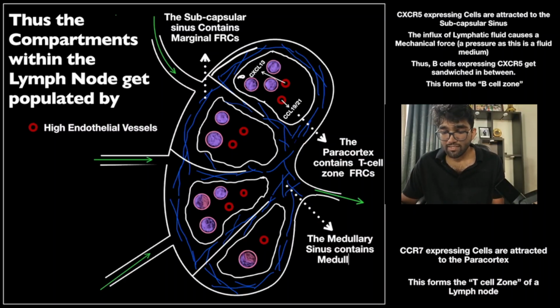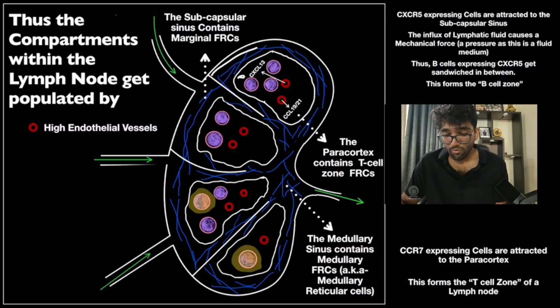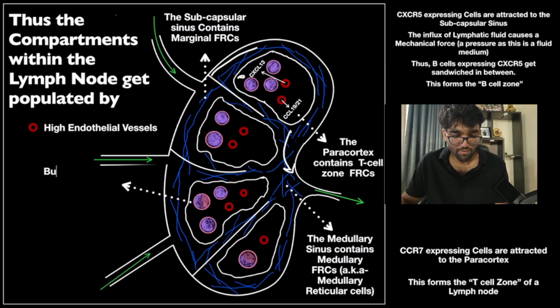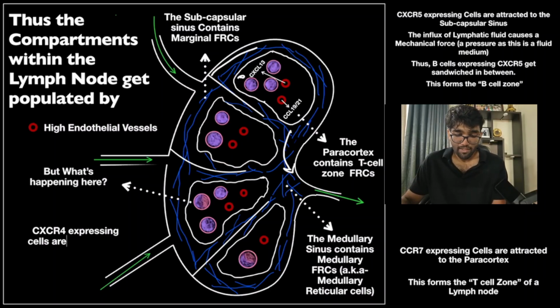Now, the medullary sinus contains medullary FRCs, also known simply as medullary reticular cells, and they, as I've just said, express only CXCL12. So any cell that expresses CXCR4 is going to get attracted towards the medullary sinus and then move through efferent lymphatics outside of the lymph nodes. Okay. Now, as I've just highlighted, there are also some round structures located between the B cell zone. These are actually germinal centers, and they seem to have different structures, as you can see. So we need to understand what exactly is happening here, and why does the structure look like this.